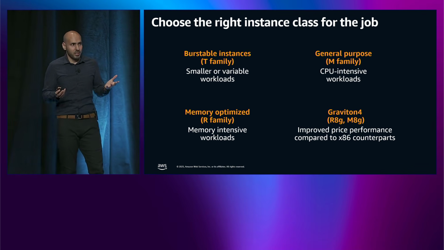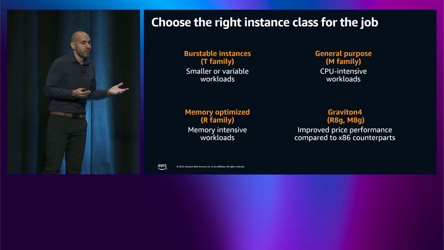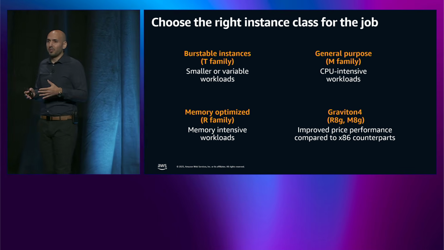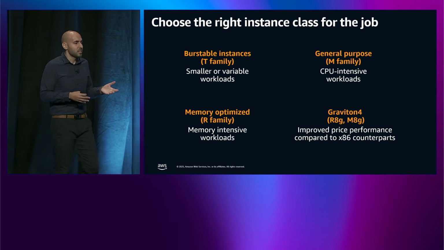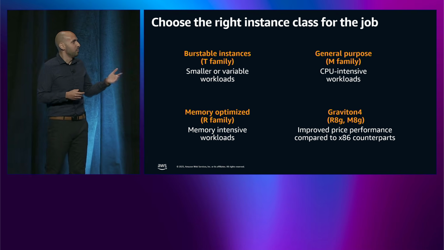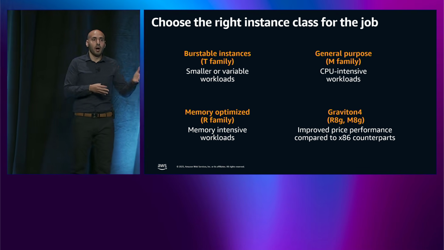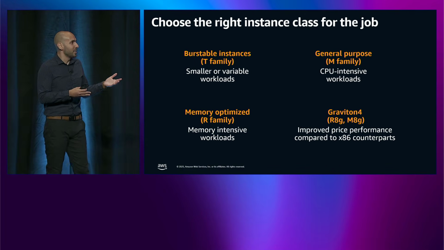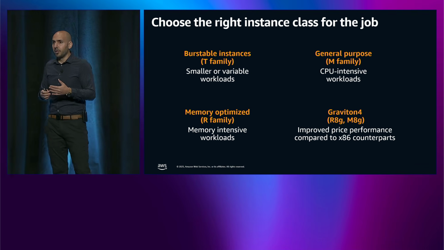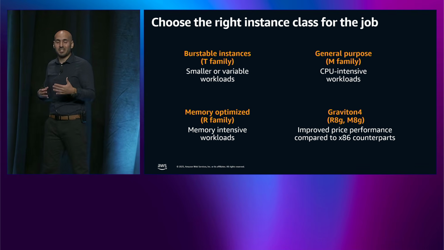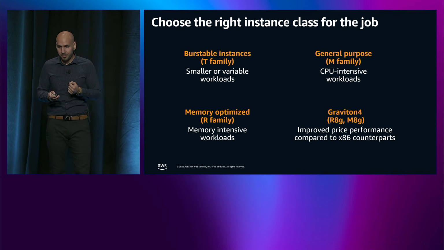And with AWS, you have a wide range of instance classes to choose from. Burstable for smaller and variable workloads, general purpose for CPU-intensive tasks, memory optimized for memory-intensive applications, and Graviton, which is based on ARM CPU architecture, offers enhanced price performance compared to x86 counterparts, making it a great and cost-effective option for many workloads running on AWS.